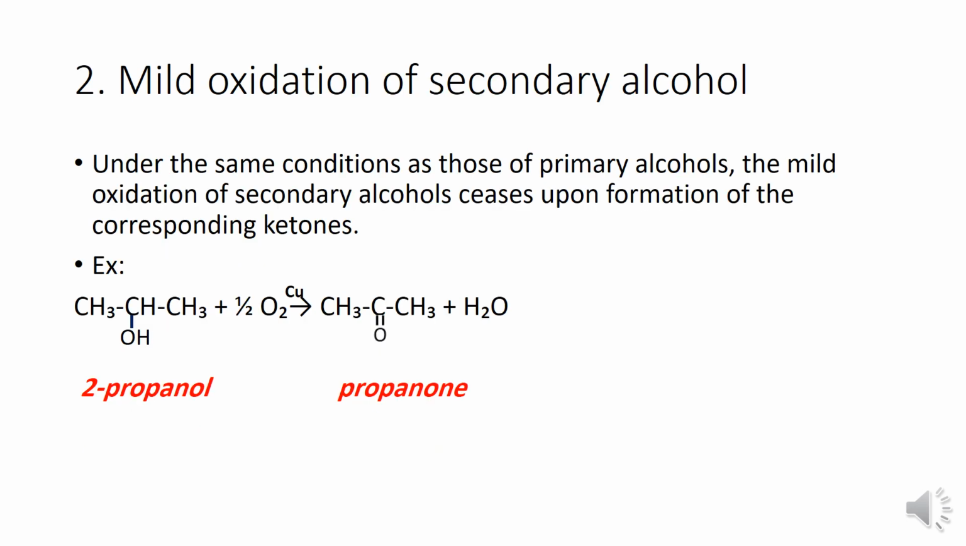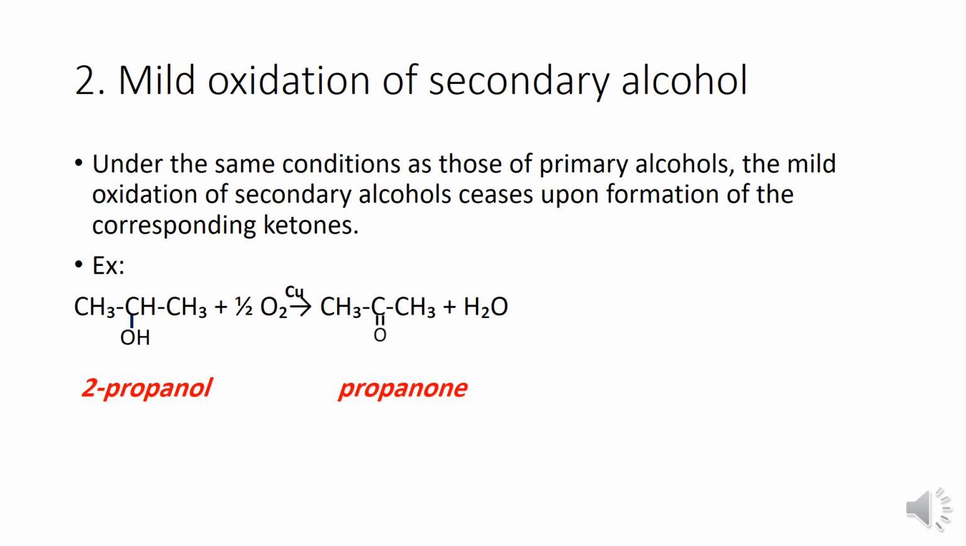Now the second objective is mild oxidation of secondary alcohol under the same conditions as those of primary alcohols. The mild oxidation of secondary alcohols ceases or stops upon formation of the corresponding ketones. What does it mean here? That we don't have continuous mild oxidation.